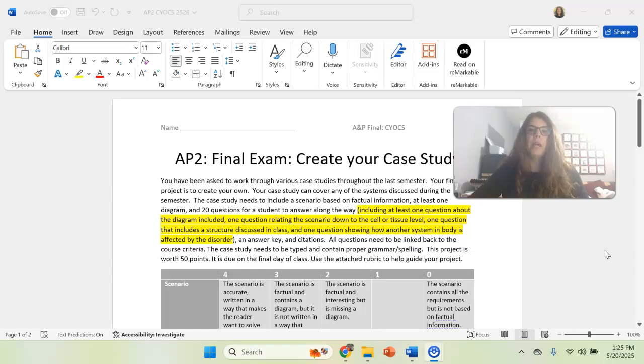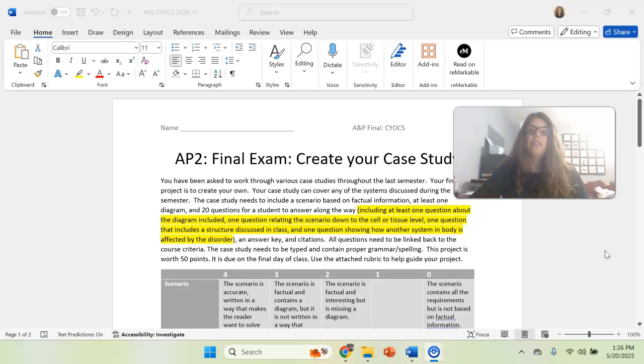You're creating some kind of medical scenario. You can choose a medical scenario that involves any of the systems that were discussed this semester. So for AP2, that includes cardiovascular system, digestion, respiratory system, urinary system, and reproductive systems. So any disorder that falls into one of those categories, and endocrine system as well.